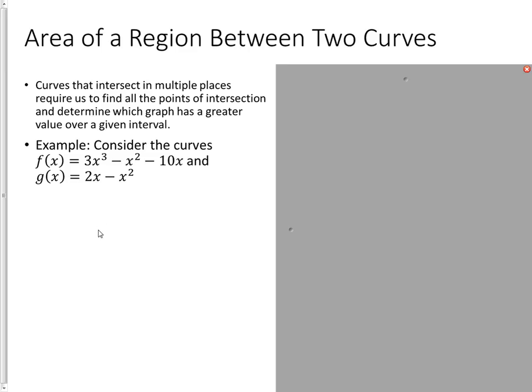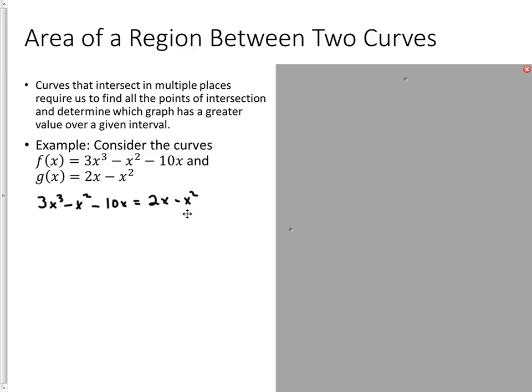Well, if we wanted to find the area between these two curves, of course, we'd have to figure out which one is greater and which one's less. Now, for our purposes, that means that the first thing we should do is find the points where these two curves intersect one another. So, of course, we set f of x equal to g of x and figure that out. And in this case, we have 3x cubed minus x squared minus 10x set equal to 2x minus x squared.